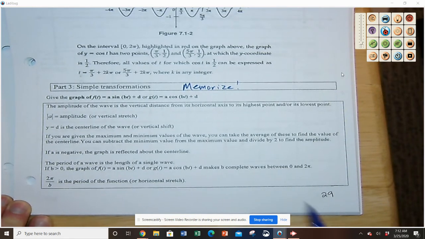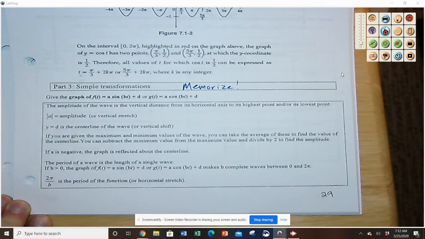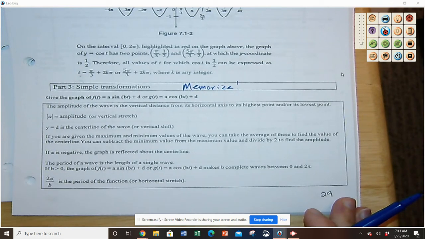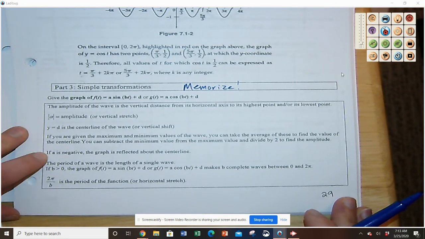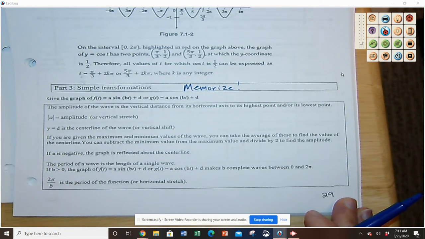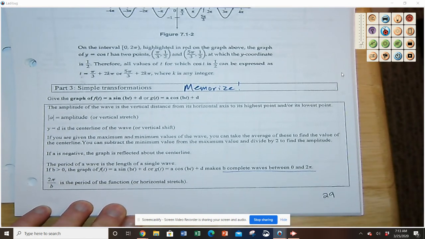So A is the height, the amplitude of the function. We're always going to look at the absolute value. That kind of messed up in the last video, but you're just looking at the stretch. D is going to shift the entire graph up and down. And then, if A is negative, it will be a flip. The period of the wave is going to be 2 pi over B, and B is the number of complete waves between 0 and 2 pi.